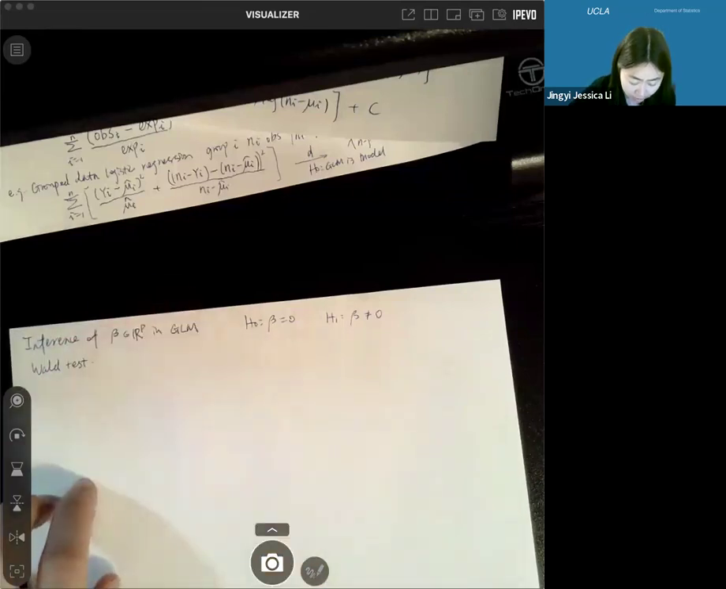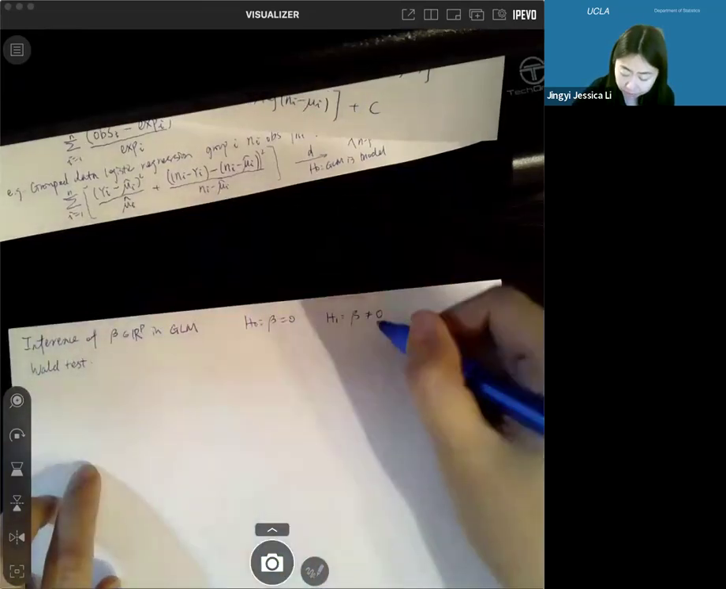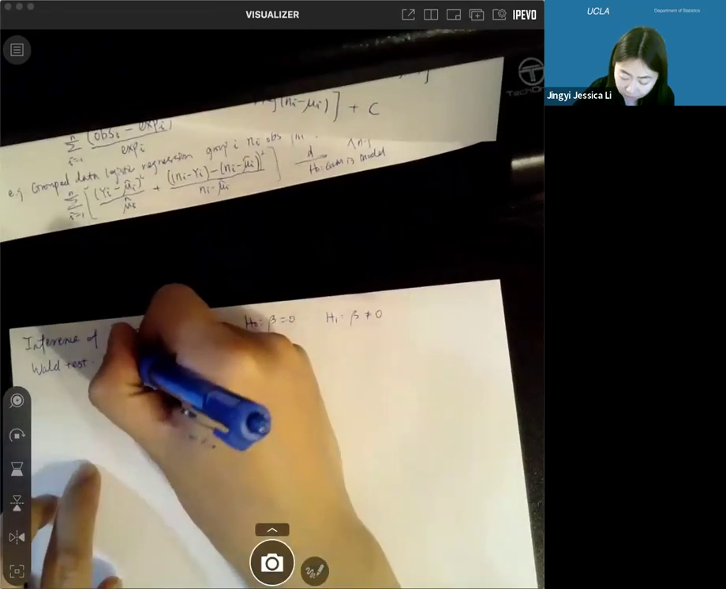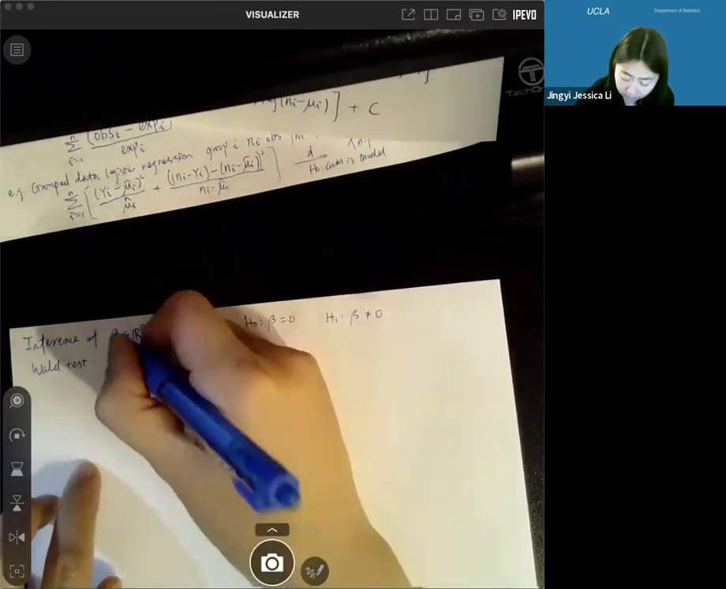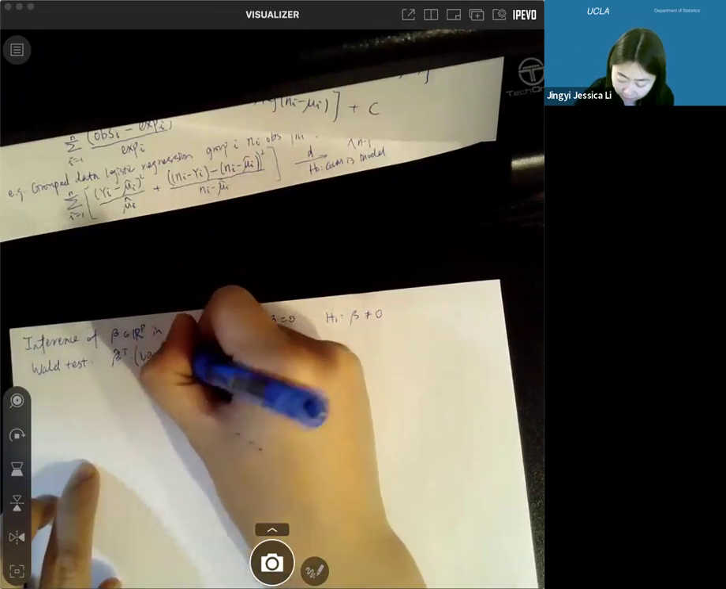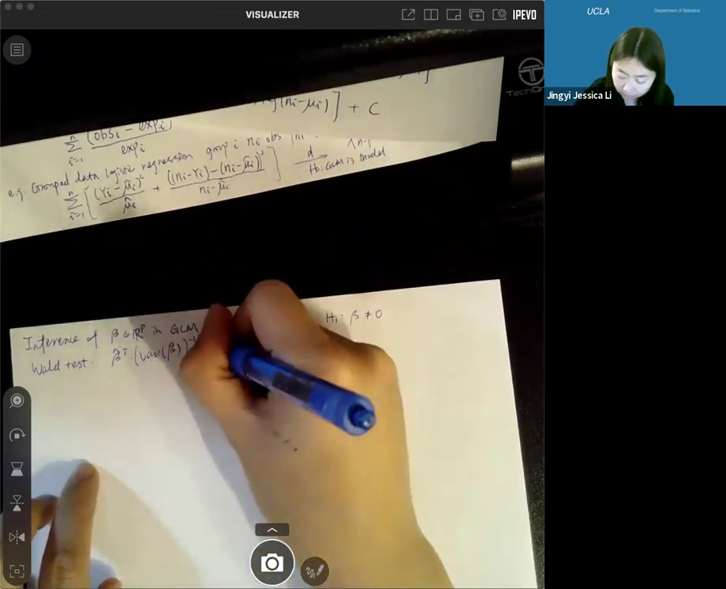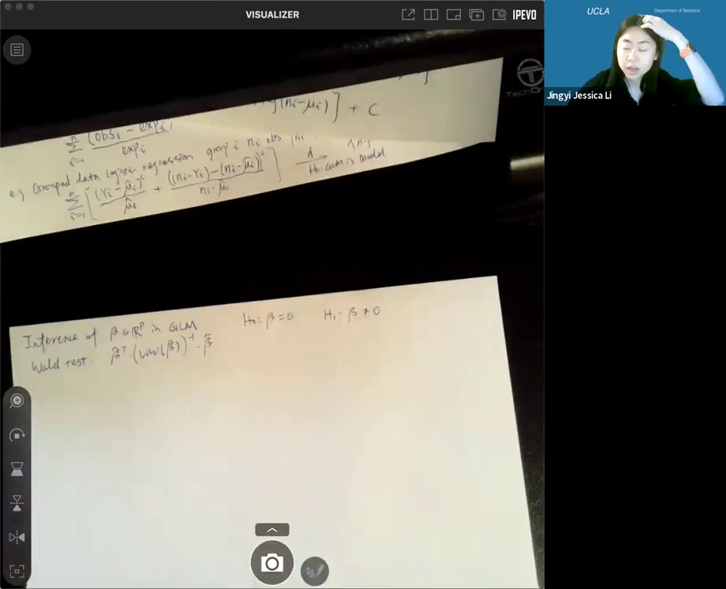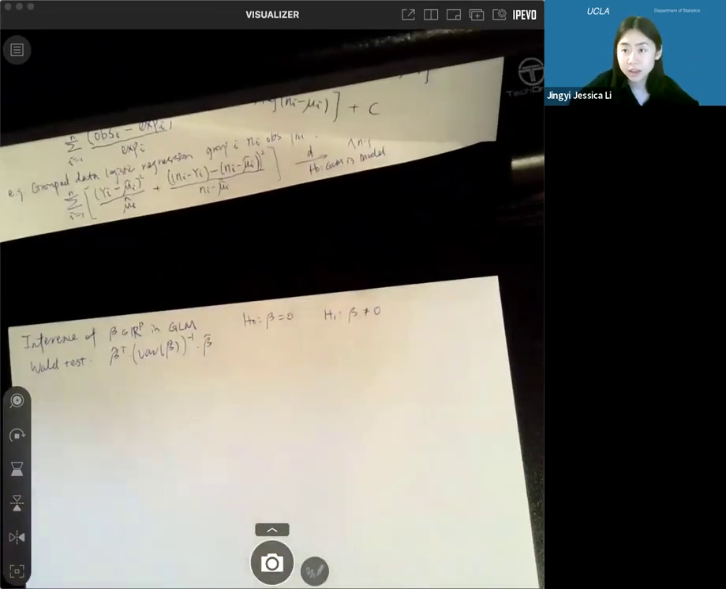We need to have beta hat transpose the inverse of the variance of beta hat times beta hat. We need to do this. And the variance may have some plug-in if there are unknown parameters. But basically, once we have the model fitted, we have beta hat. That's the end result, the target we want to estimate.